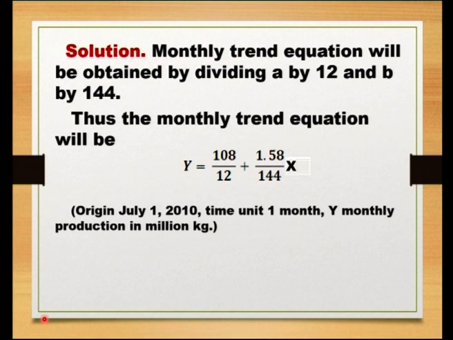Solution: the monthly trend equation will be obtained by dividing A by 12 and B by 144. Thus, the monthly trend equation will be Y is equal to 108 by 12, that is, the A value is divided by 12, and the B value is 1.58 divided by 144, into x. Y is equal to A plus Bx, where A is divided by 12 and B is divided by 144. Origin is July 1, 2010. Time unit is 1 month and Y is the monthly production in million kilograms.